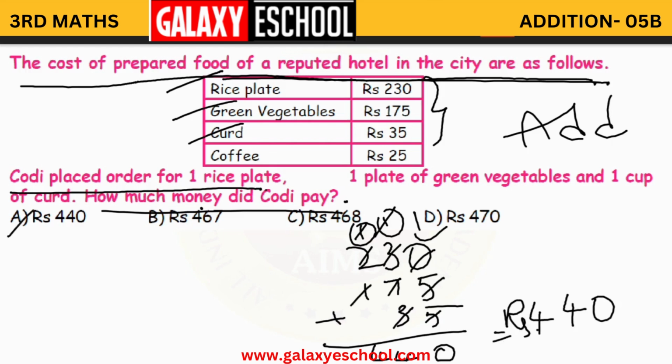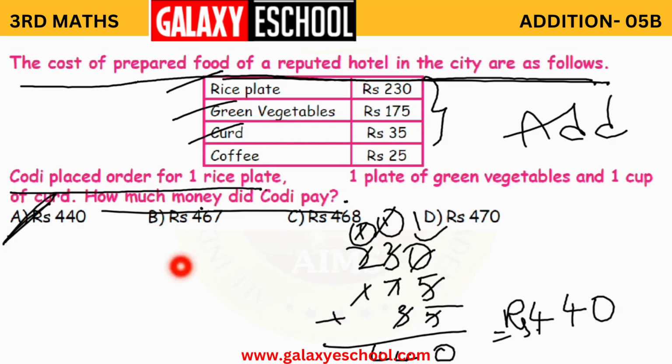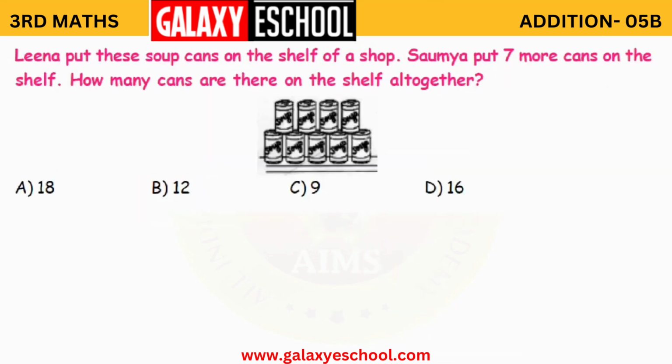How much did he pay? Option A, 440 rupees. How did we find out? We found out by adding the cost of the items. Yes? Yes. Next question. Lena put these soup cans on the shelf of a shop.